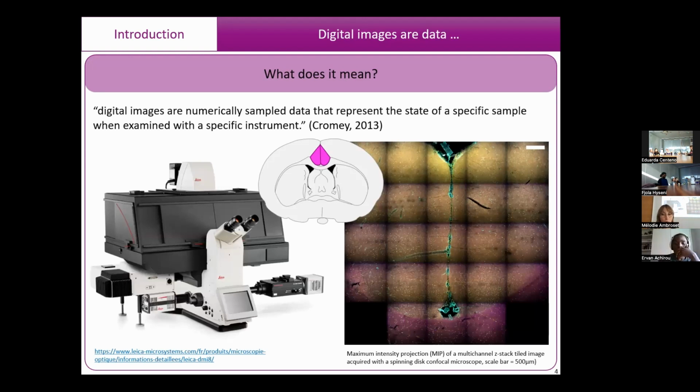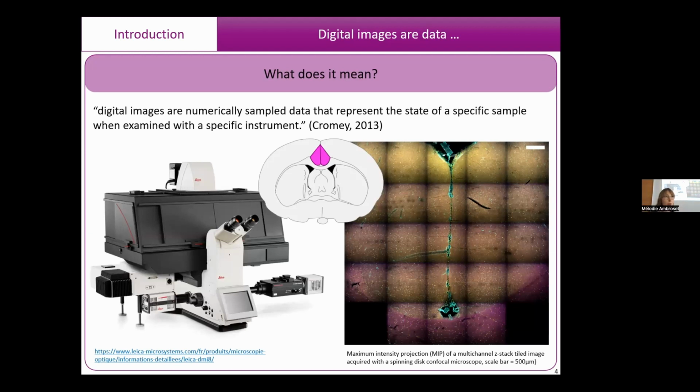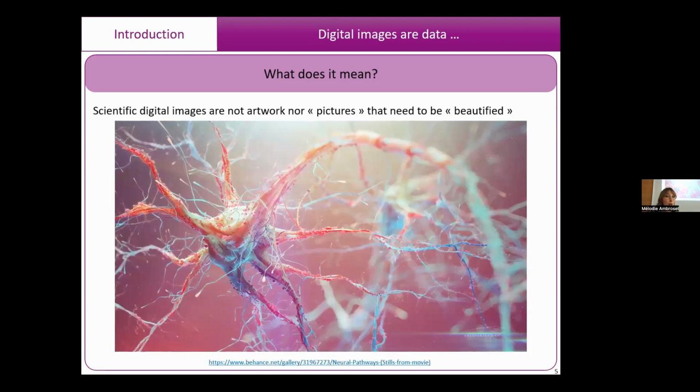It could look like the image you see on the right, which is an image from one of our experiments. You see that it's not necessarily a pretty image, even though it's beautiful in itself. Its vocation is not to be pretty, it's to represent the state of this specific sample, which is my brain region highlighted in purple there. And what it's not is artwork or pictures that need to be beautified, like this pretty digital artwork neuron here.